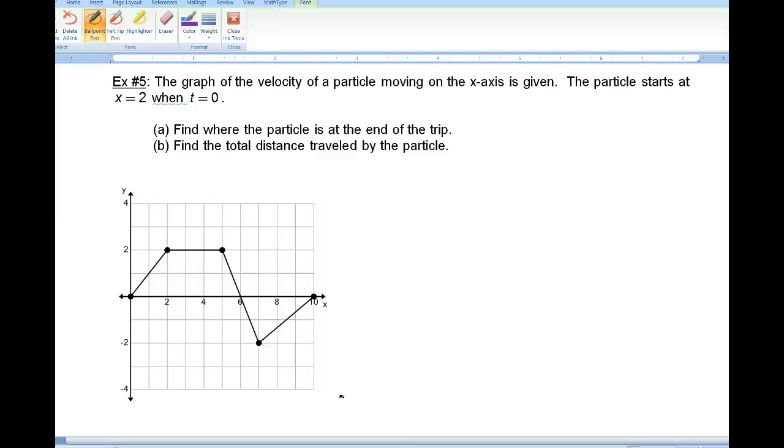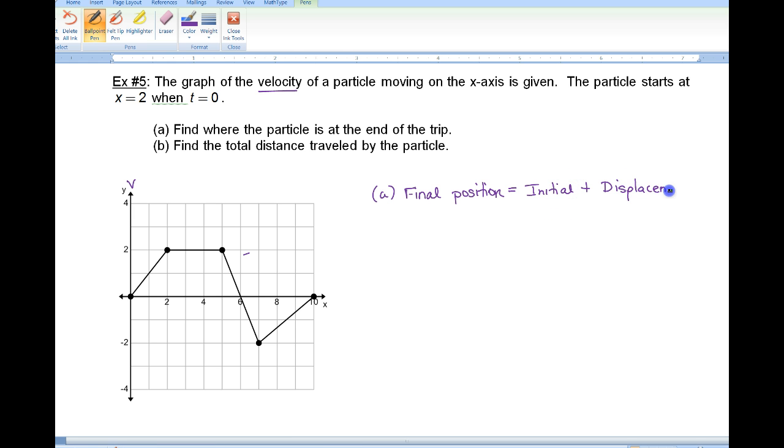Okay, example 5. This is velocity here, just so you know. The graph of velocity is given. Where is the particle at the end of the trip? What does that mean? That's talking about final position. How do we know final position? What did we say that was? That was the initial plus displacement.